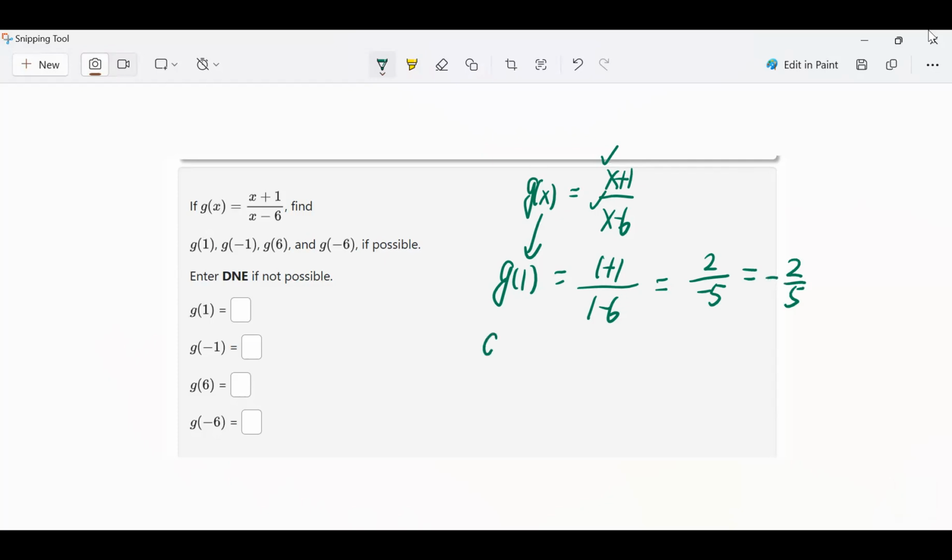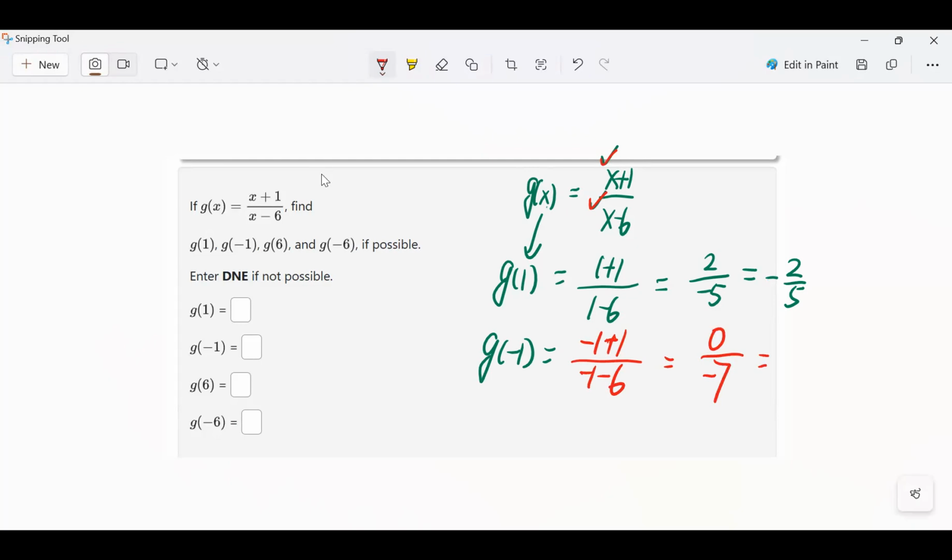Okay. And g of negative 1. Similarly, replace x, now x becomes negative 1. So whenever you see x here, this x becomes negative 1, and this x becomes negative 1. So negative 1 adding 1 on the top, and on the bottom will be negative 1 minus 6. So it'll be 0 over negative 7.